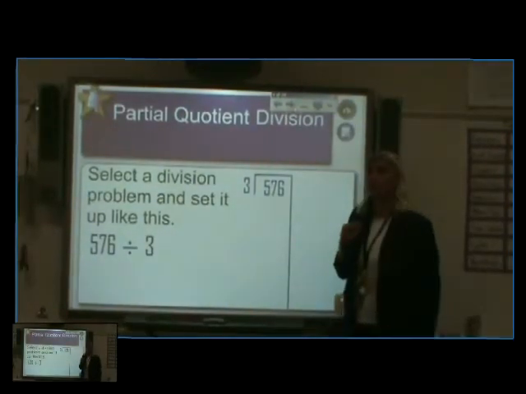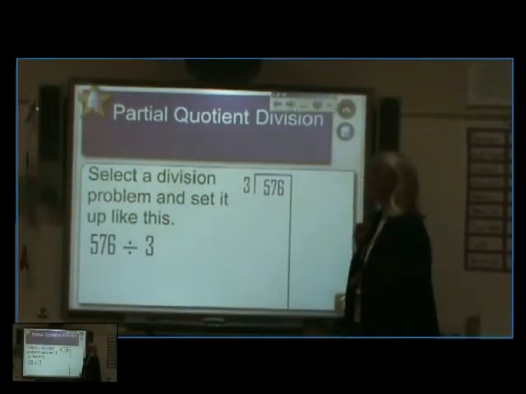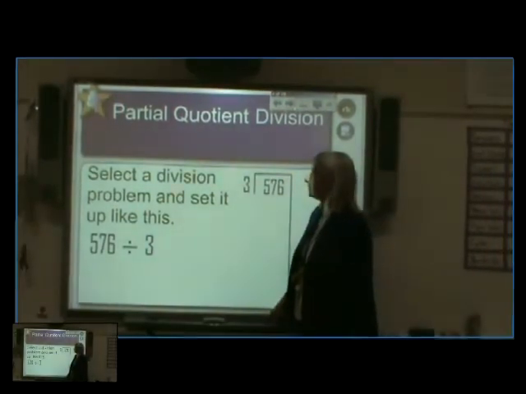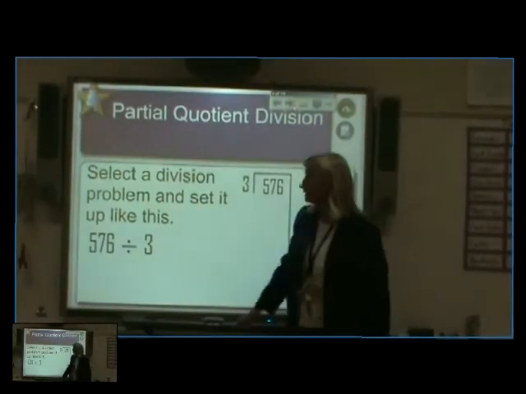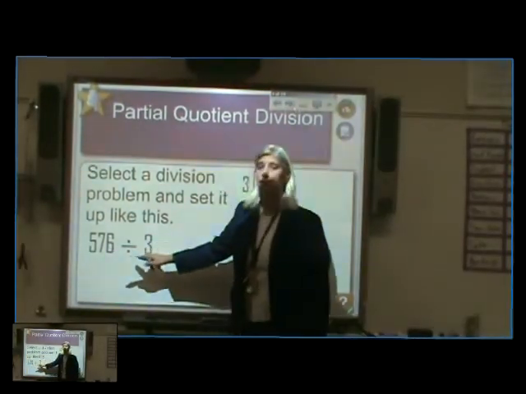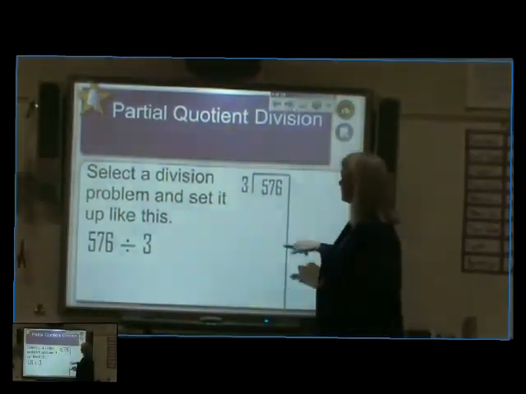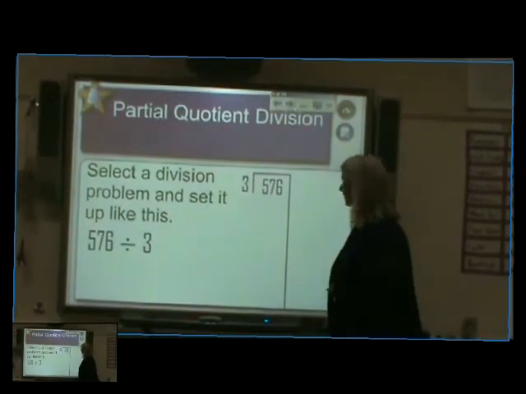The first strategy we are going to use is the partial quotient division strategy. The first thing we need to do is select a division problem and set it up like this. We're going to choose 576 divided by 3. So we're going to set it up like this. You have a big long tail.